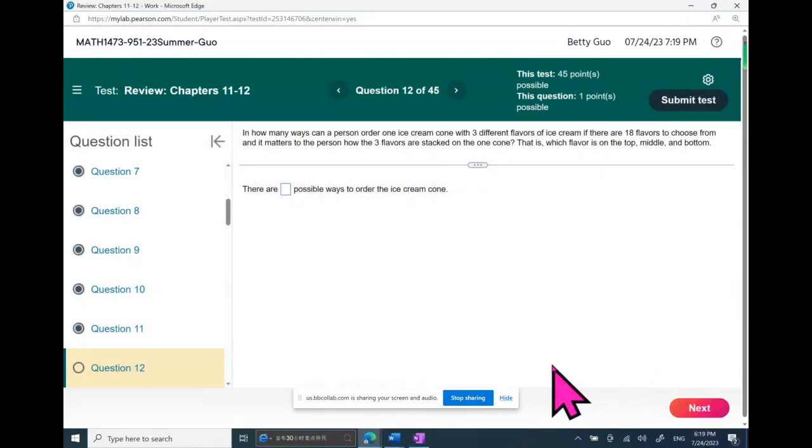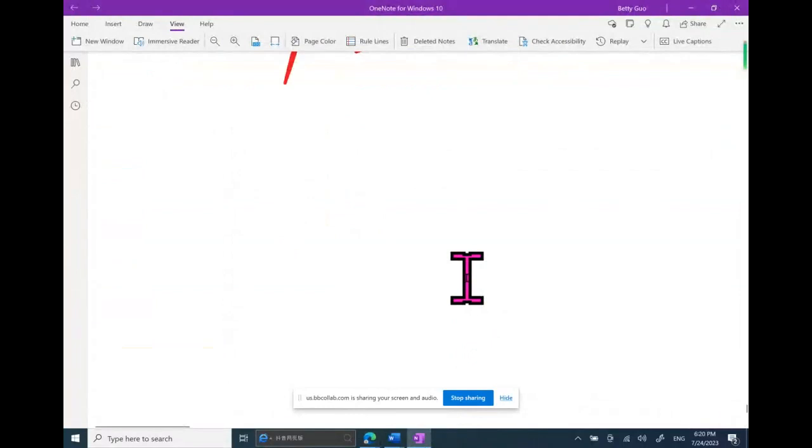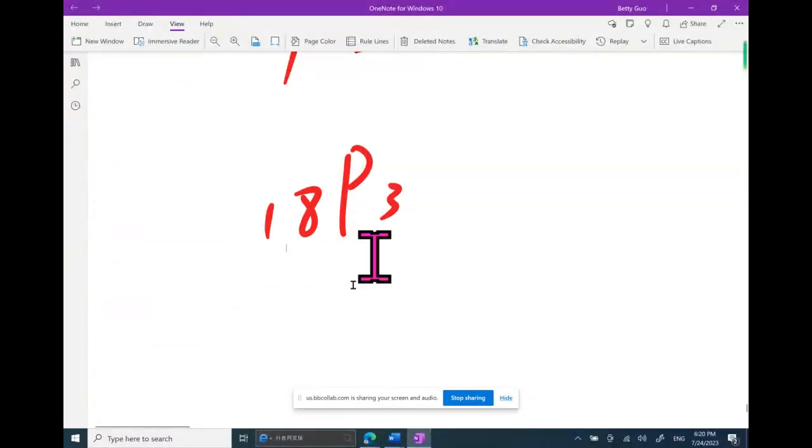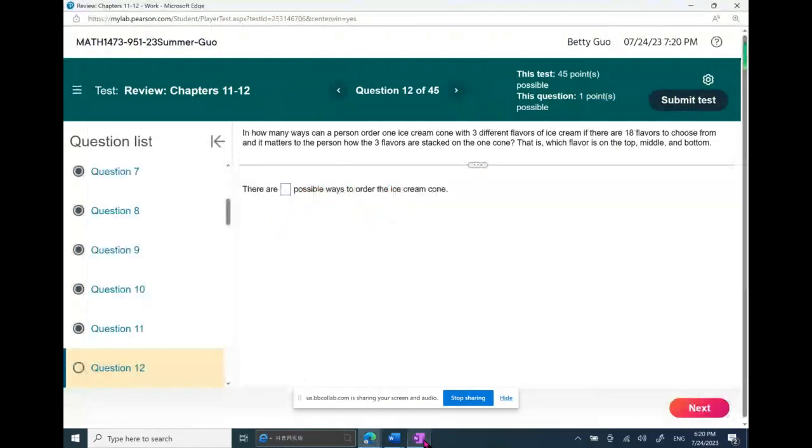in how many ways can a person order one ice cream cone with 3 different flavors of ice cream if there are 18 flavors to choose from, and it matters to the person how the 3 flavors are stacked on the cone? That sentence tells us the order matters. It means which flavor is on the top, which flavor is in the middle, and which flavor is on the bottom. The order matters, so this is a permutation. Choose 3 from 18, so P(18,3).